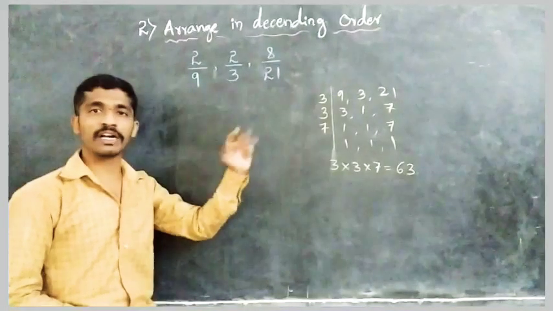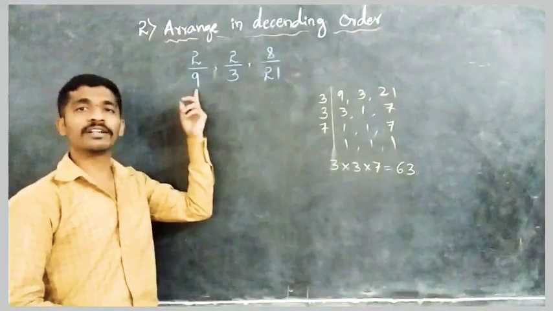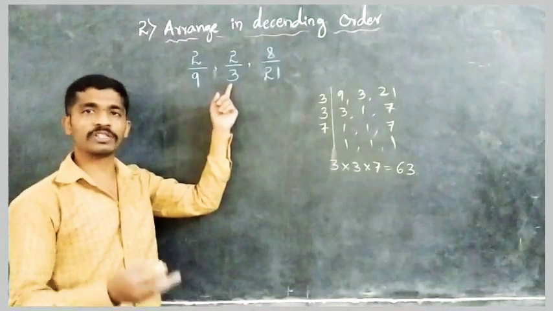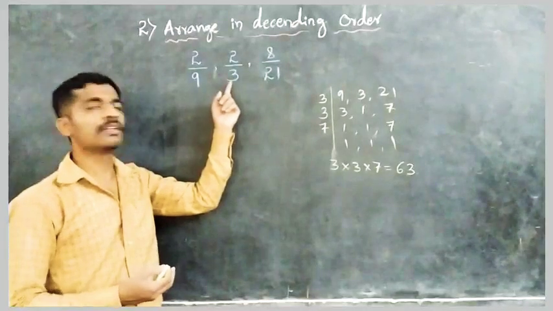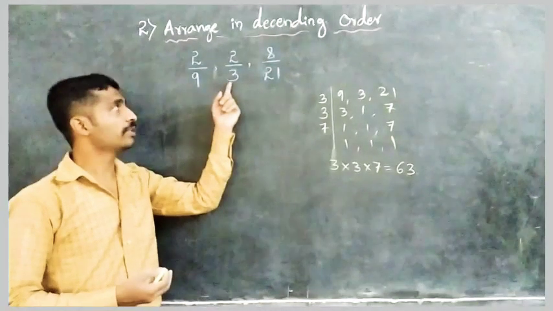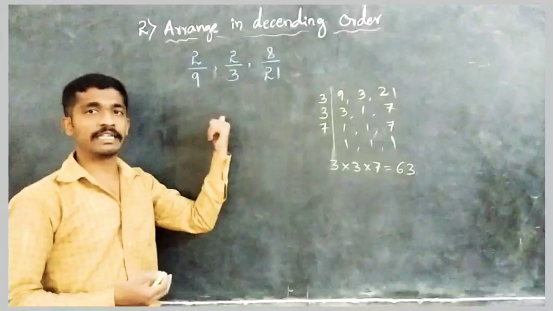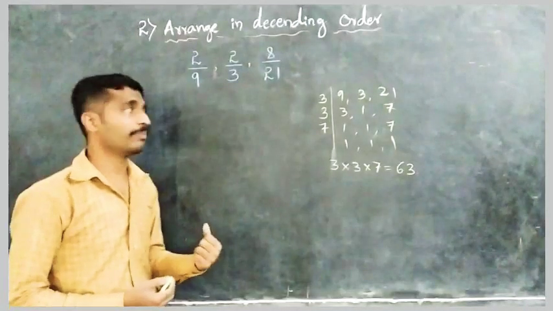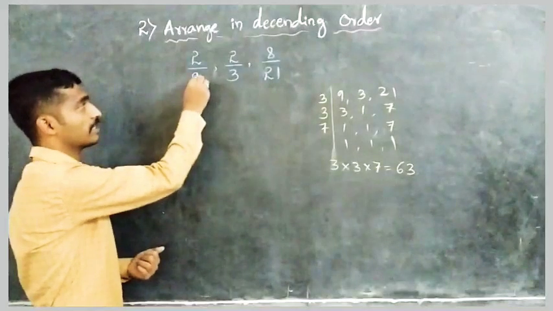Now 21 3s are 63. 63 is there in the 9 table, 9 7s are 63. And in the 3 table, yes, obviously 63 is divisible by 3. Okay, so we can easily say that 63 is our LCM.